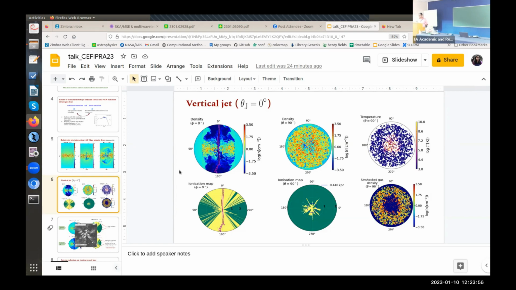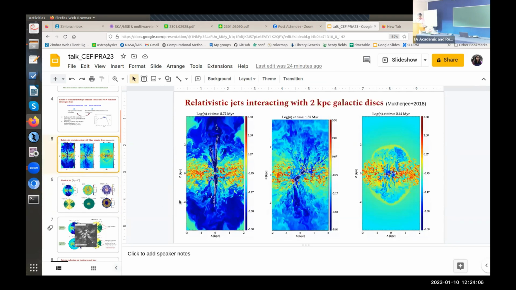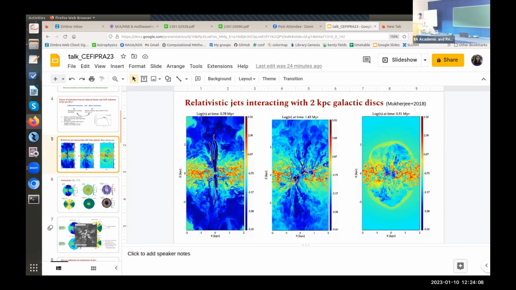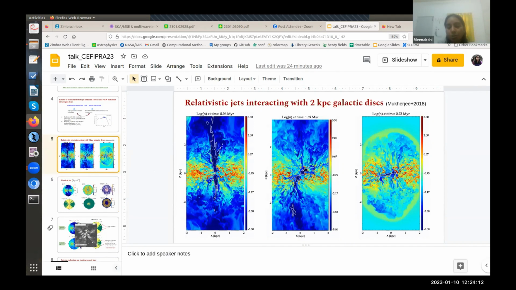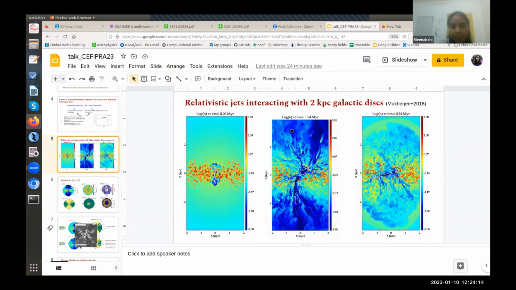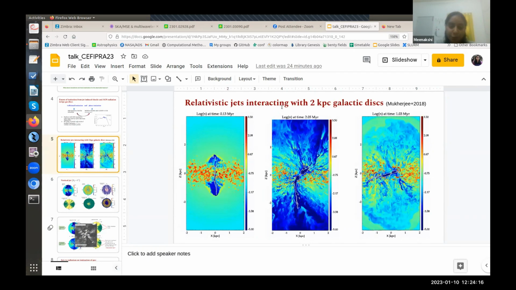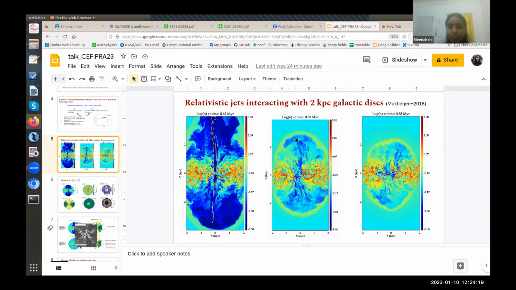Okay, one question there. I have a question. You saw that if you inject some inclined jet, it is immediately becoming vertical. Can you explain why? And also, what is the injection velocity in your simulation? Yes, for these jets, the gamma is around 10, so the velocity is around 0.9 or 0.8 times the speed of light.